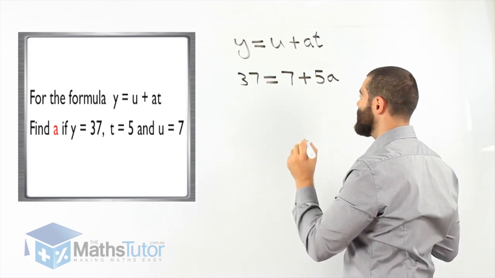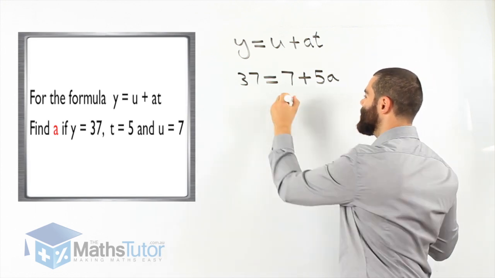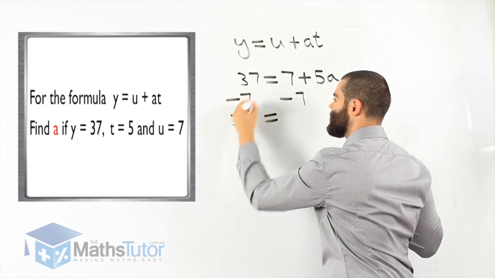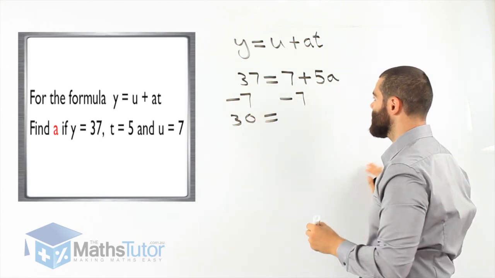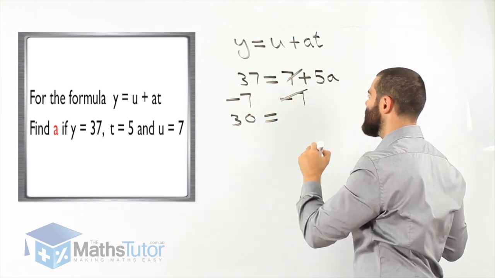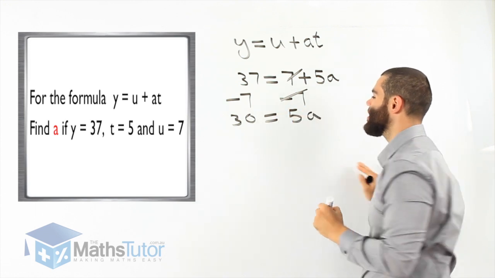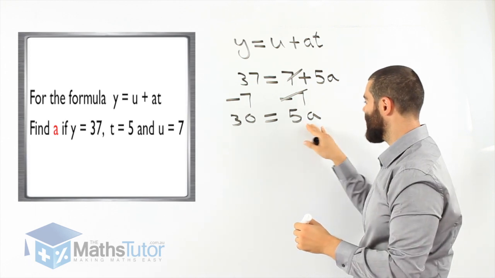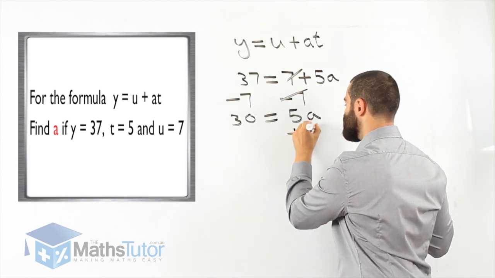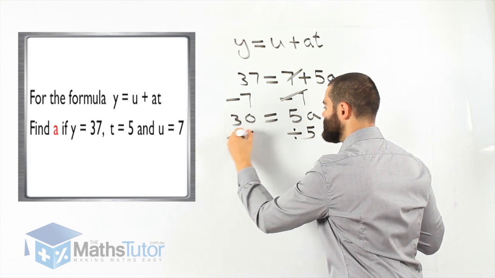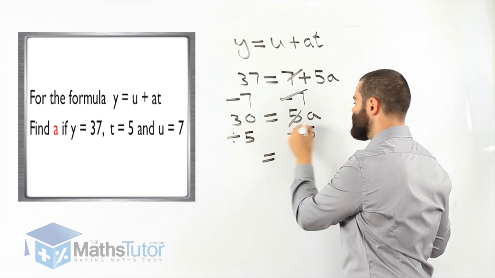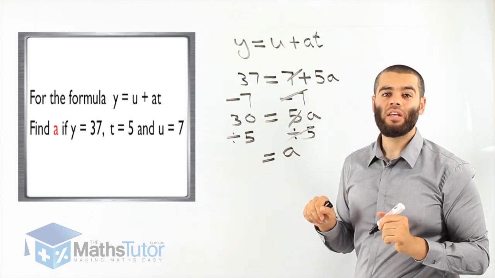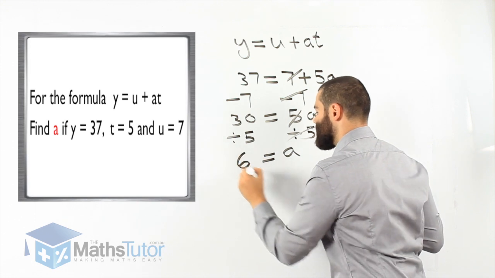Let's solve it. We know we want to solve it by taking away 7 first. 30, because 37 take away 7 is 30. 7 minus 7 is gone. We're left with 5a. 5a equals 30. Now what? Well, 5 times a, we know to divide, the opposite. 5 divided by 5, left with 1. So 1a, which is just simply a, and 30 divided by 5 is 6.